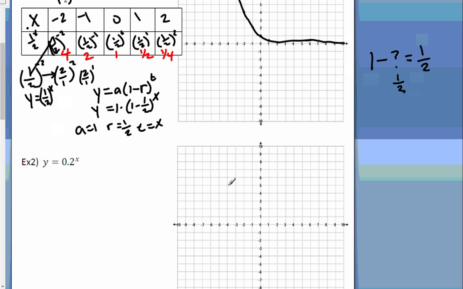Okay? What's hard about that? 1 minus something made that, not 1 plus, so be careful with it. All right, example 2.